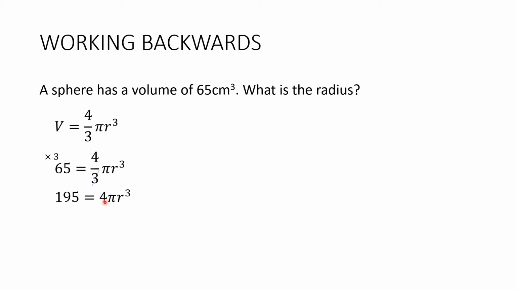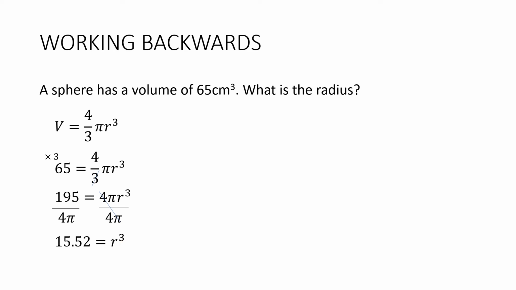Okay, now we're going to get rid of the 4 pi, and I'm going to divide both sides by 4 pi, like this. 4 pi divided by 4 pi, that cancels out. So I've got 195 divided by 4 pi is equal to r cubed. And that's roughly 15.52. The last thing I've got to do is get rid of this cube.